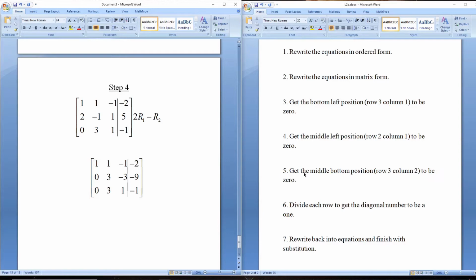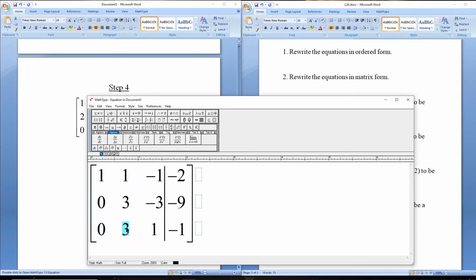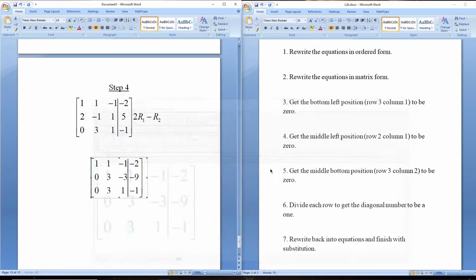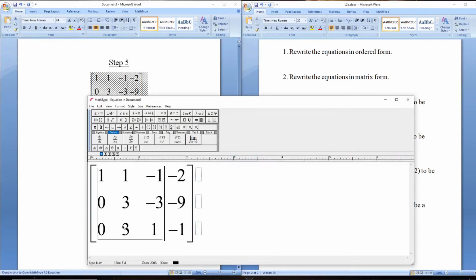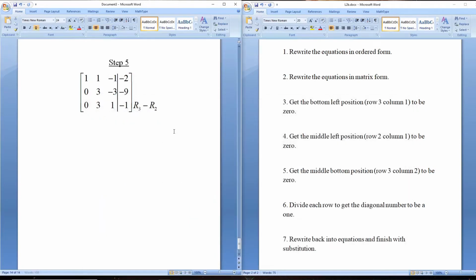So let's take a look at step 5. Now it says get the middle bottom position to be 0. So the middle bottom position is right here, this 3. We now want to get this 3 to be a 0. That's our step 5. So let's look at what type of instruction would do that. So our goal is to get this 3 right here to be a 0. Now notice we can do row 3 minus row 2, and that would accomplish our goal. So if we do row 3 minus row 2, we use that as our instruction, and then we can get a 0 into that position.